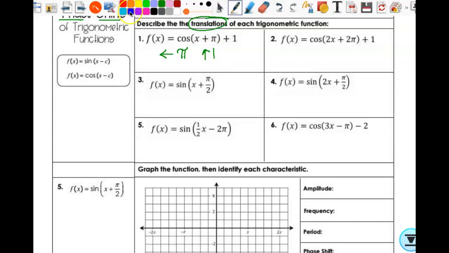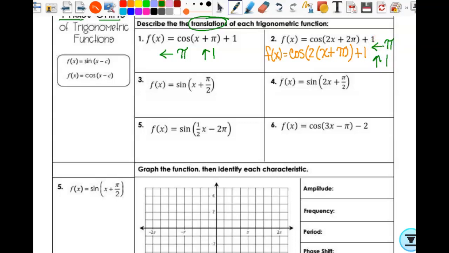When I look at number 2, B is not 1, and it's not factored out, so I need to factor it out. So I need to rewrite this. F of x is equal to the cosine of 2 times x plus what? Pi, because I'm factoring it out, right? I divided both of these by 2. That's where the 2 came from. And then this is plus 1. So for this one, I'm going left pi again and up 1.